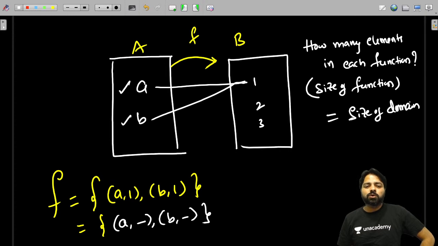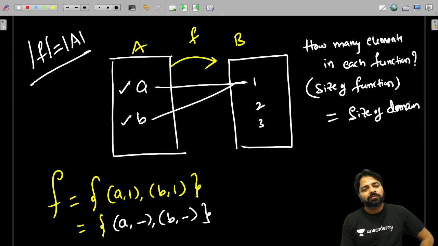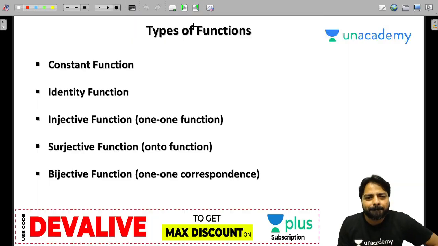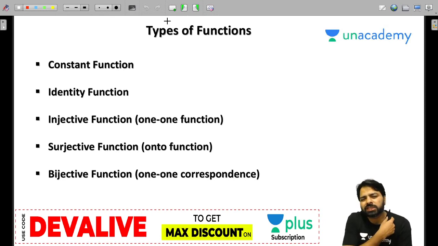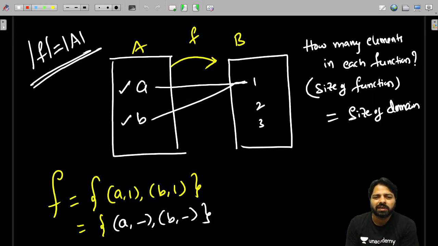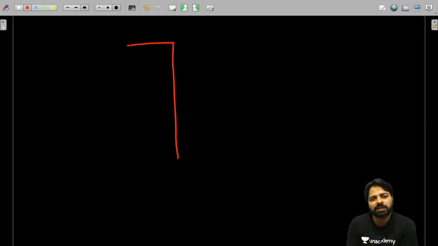Everybody, this is the most important fact: size of f is equal to size of A. Now we are going to look at different types of functions, because we need to move to group theory too. And the number of functions you can easily compute. If you want to compute the number of functions, can anybody compute that?